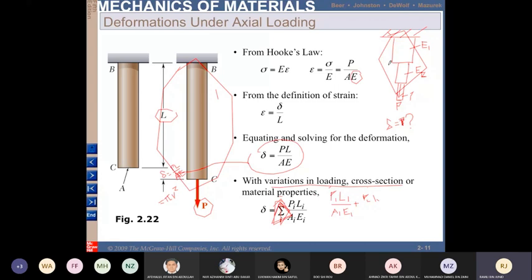Okay, another question? Any other question? So in this slide, we are looking for deformation. Deformation is delta. So the equation is PL over AE. I think you have met this equation before. Any other question?